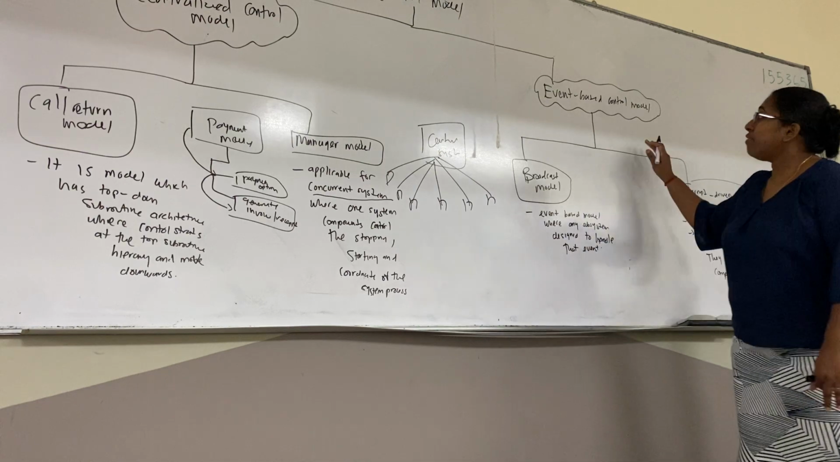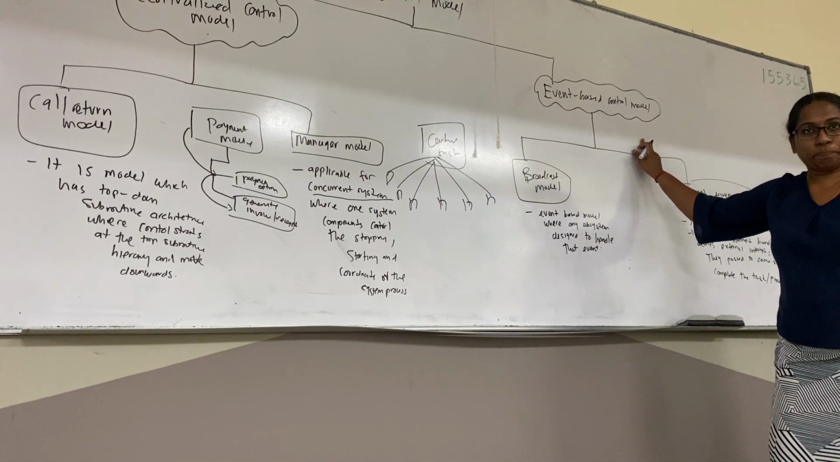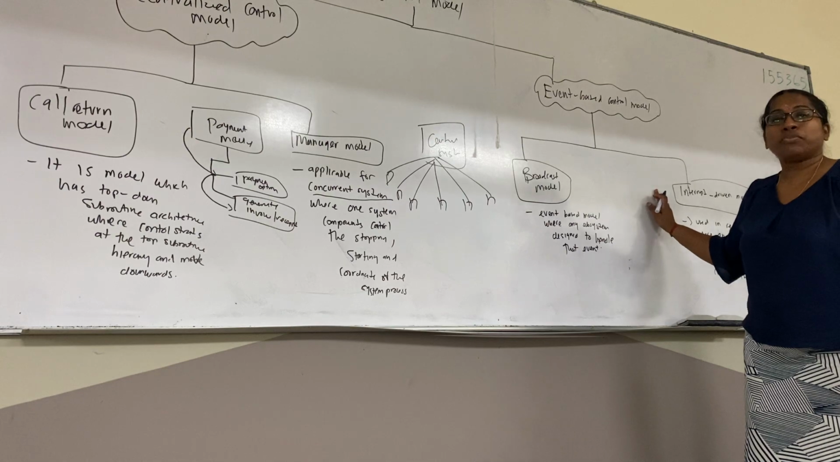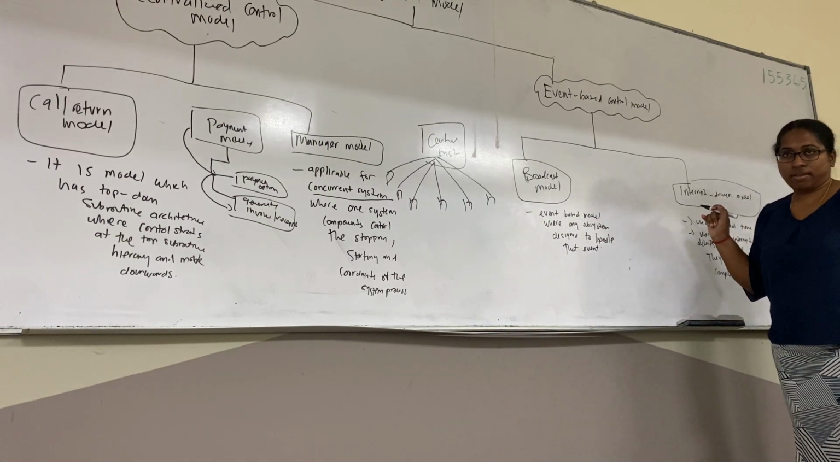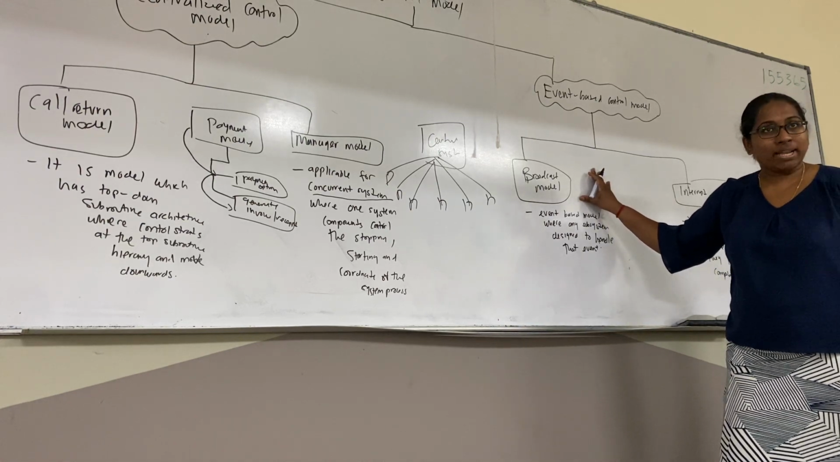Then we have the event-based model. Event-based means we have a specific time for you to complete the task. Under the event-based model we have two sub models, which are broadcast and interrupt. The example I can give you for broadcast is our intranet.